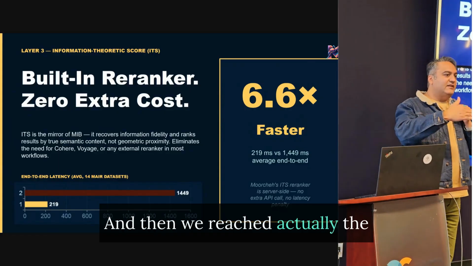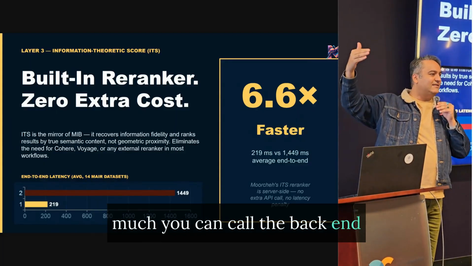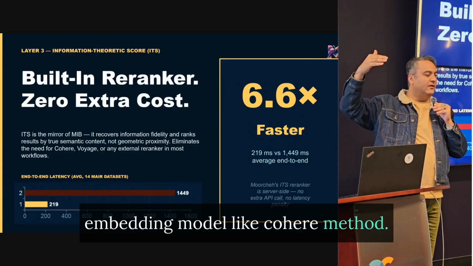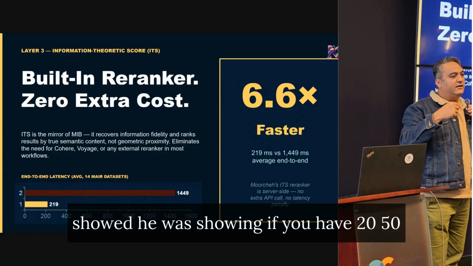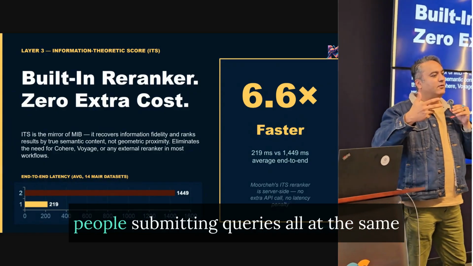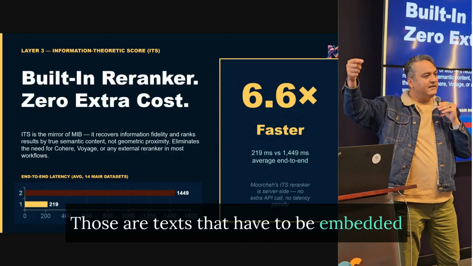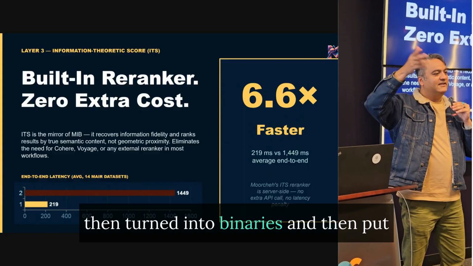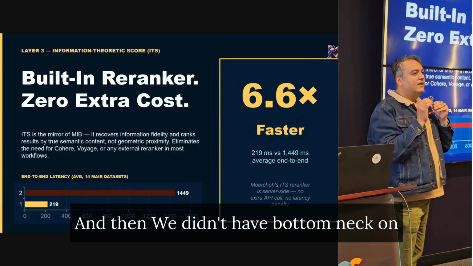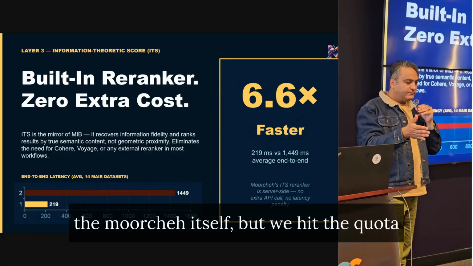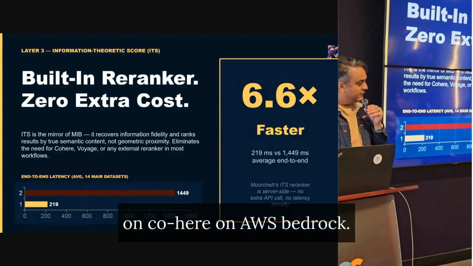And then we actually reached the bottleneck on AWS for the quota of how much you can call the backend embedding model, like Cohere. Cohere embedding was used in that case. And so the bottleneck that Siyavash showed was if you have 20, 50 people submitting queries all at the same time, those are texts that have to be embedded, then turned into binaries, and then put into the search to get the answer. We didn't have a bottleneck on moorcheh itself, but we hit the quota on Cohere on AWS Bedrock.